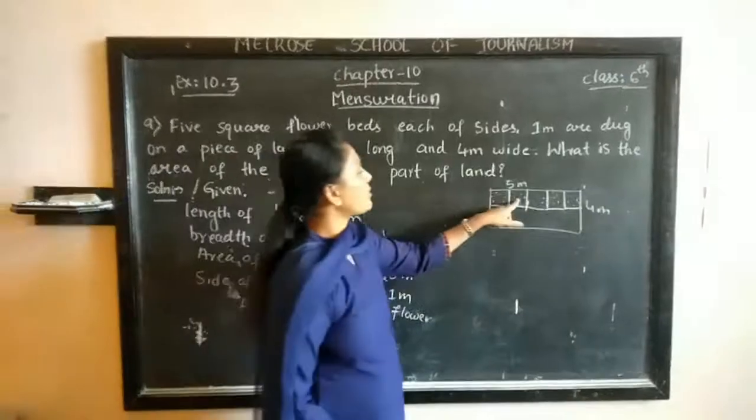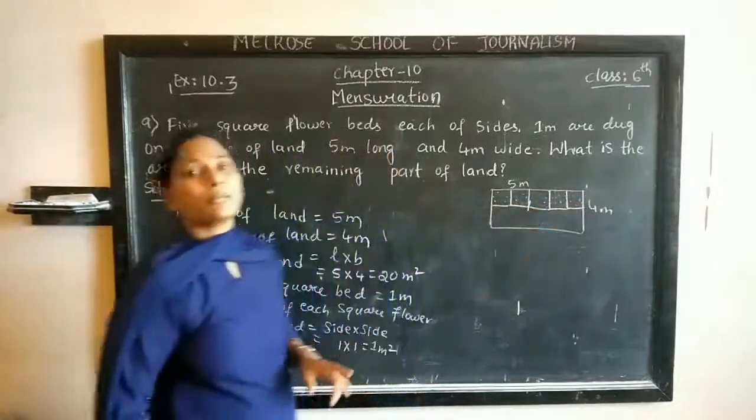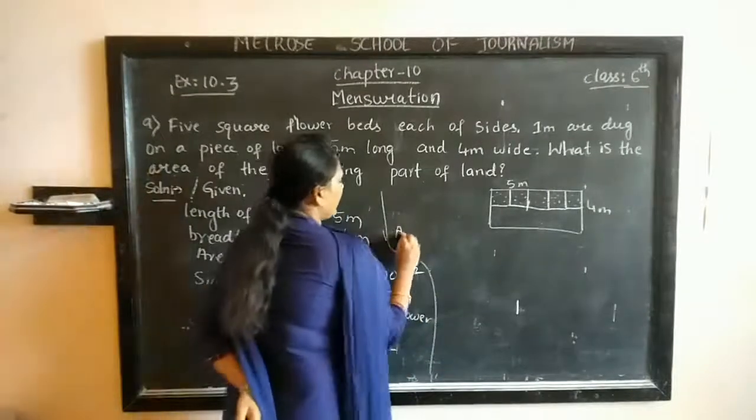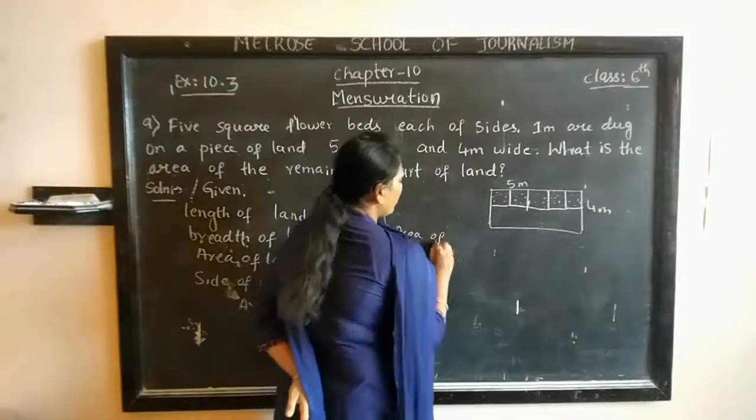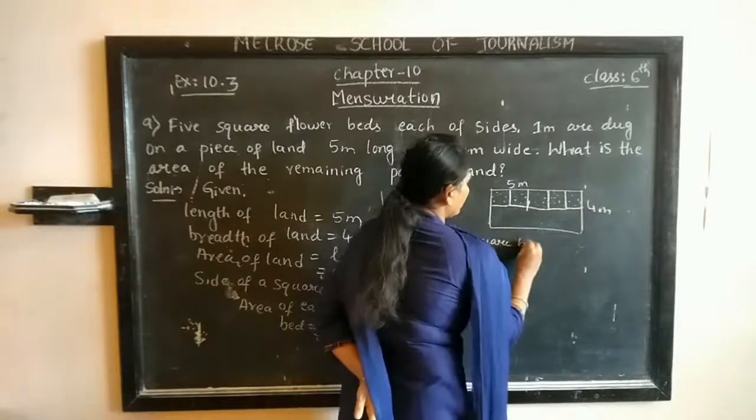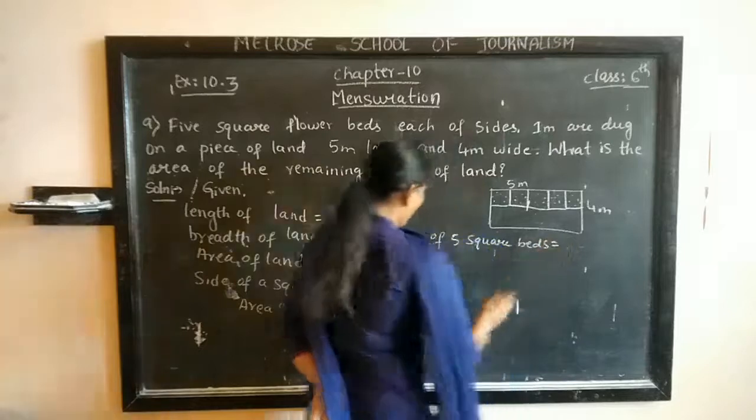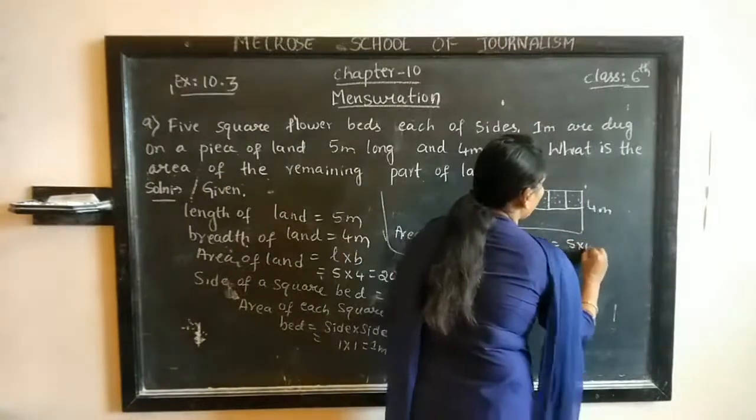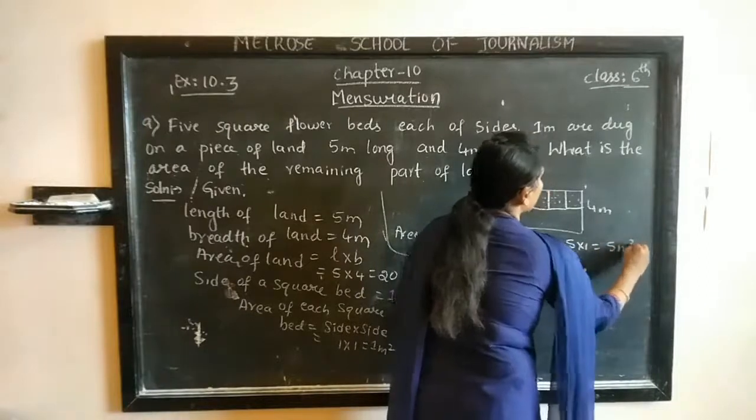Like that, how many square beds are there? 5 square beds. We need to find out the area of 5 square beds. So it is how much? 5 into 1 is 5 meter square.